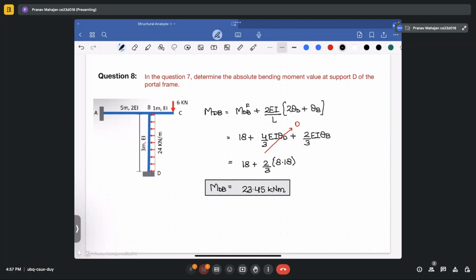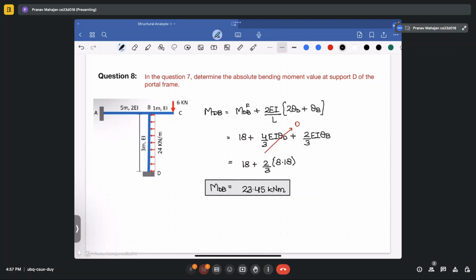So based upon that, for any frame, whether it is a continuous beam or a portal frame, you can determine the bending moment diagram using the slope deflection method. Okay, so this is what we have covered in this week. So in this week, how we have started.